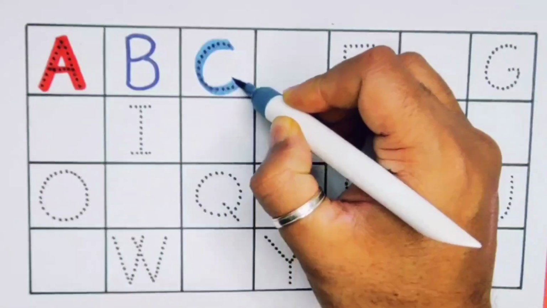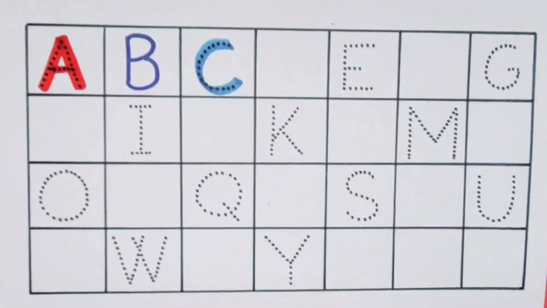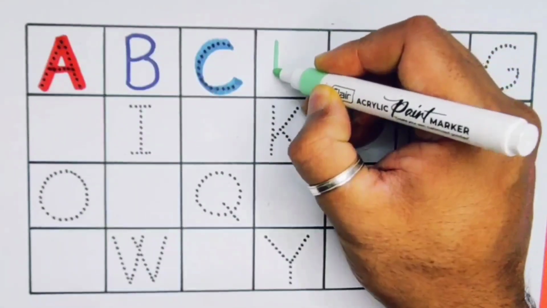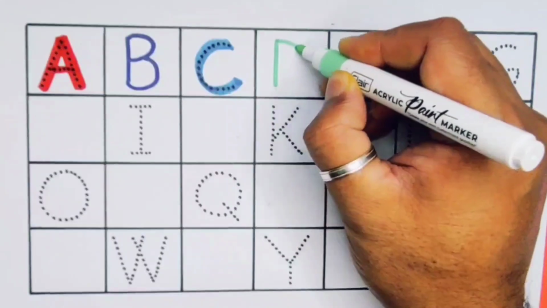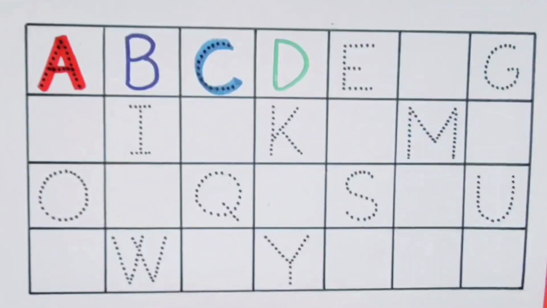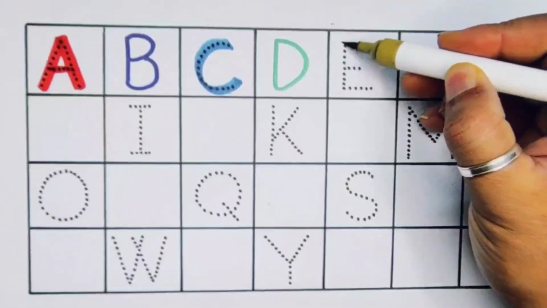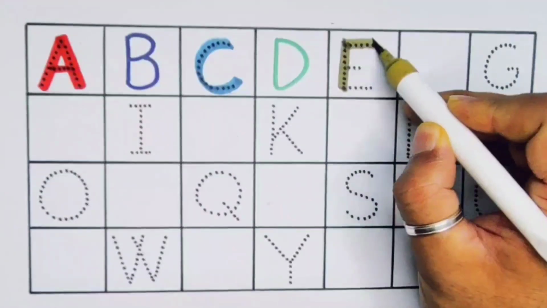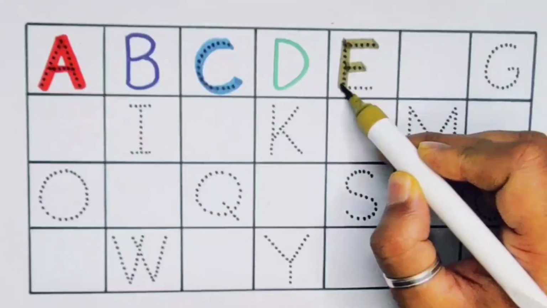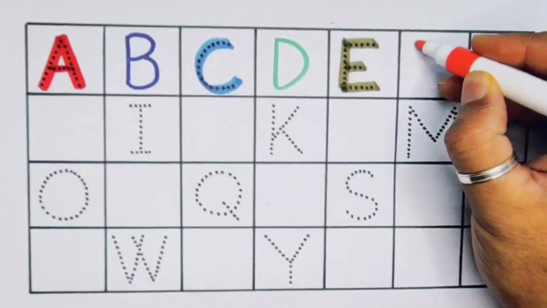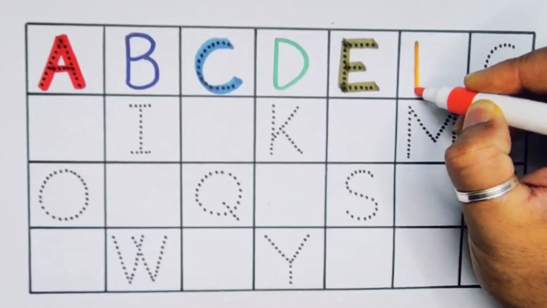Next, D for dolphin. Next kids, E for elephant. Next kids, F for fish.